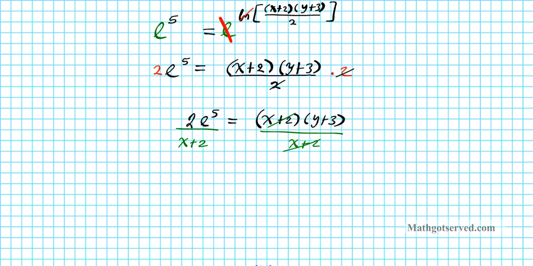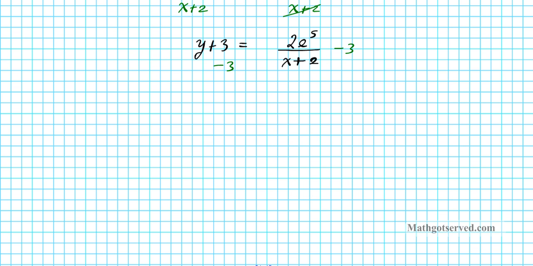That divides out. So we're left with y plus 3 equals 2e to the 5th over x plus 2. And then to finish this off, we just simply subtract 3 from both sides of the equation. And then our final answer, y, is going to be equal to 2e to the 5th over x plus 2 minus 3. Alright, so there goes your final result.